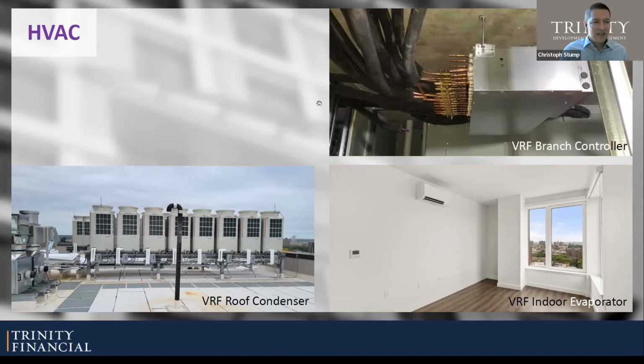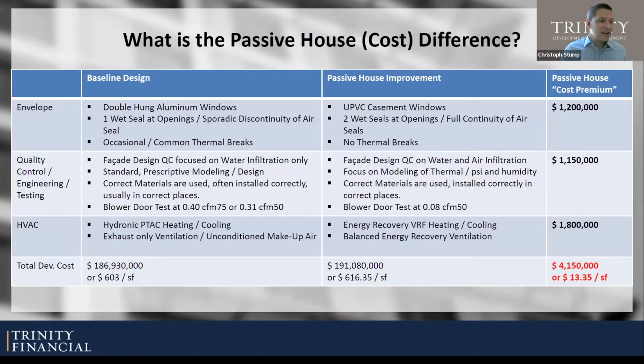We're going to look at the costs now. So I split it up again in this beautiful chart. On the left, you see the categories again: envelope, QC, engineering, testing, and heating, ventilation, and air conditioning. And I'm not going to read this down. This is just a comparison of the baseline building, double hung versus casement, and exhaust only versus balanced air. So there are these differences. And on the very right side, I'm showing the cost differences.